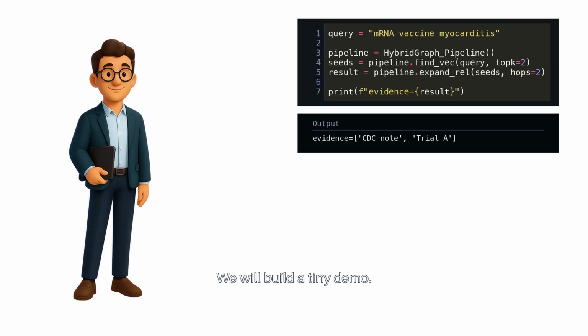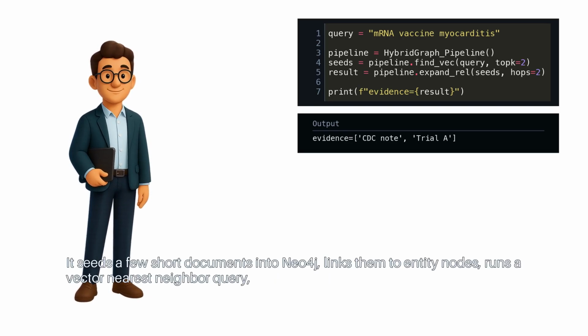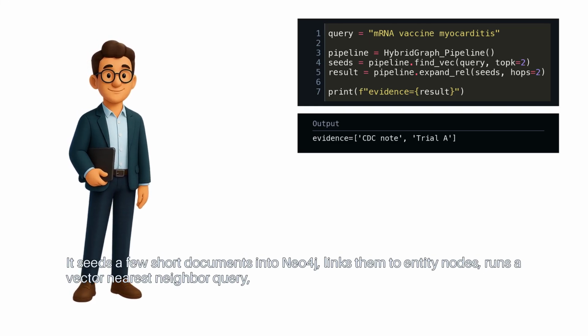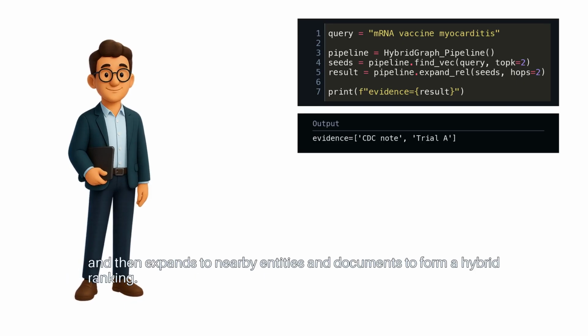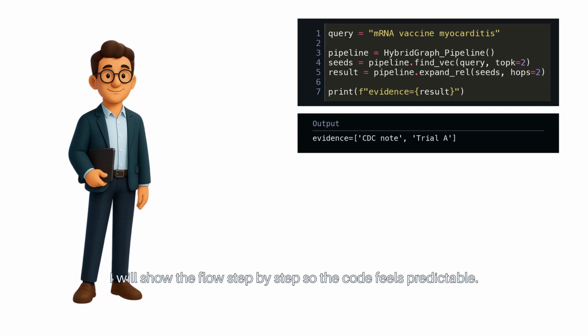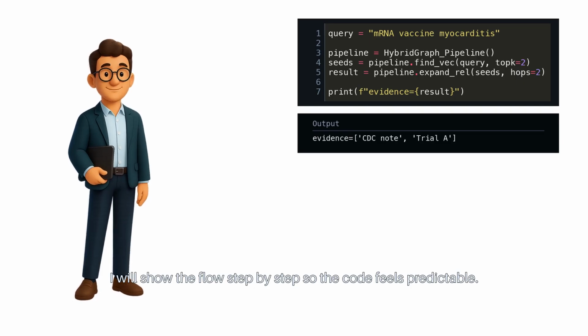We will build a tiny demo. It seeds a few short documents into Neo4j, links them to entity nodes, runs a vector nearest neighbor query, and then expands to nearby entities and documents to form a hybrid ranking. You do not need deep math. I will show the flow step by step so the code feels predictable.